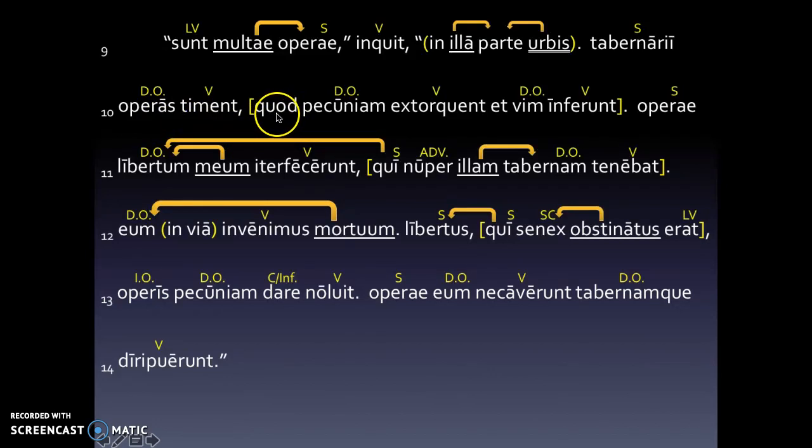How do you know if quod is because or a relative pronoun? Well, as a relative pronoun, it would be neuter singular. Is there anything outside of the relative clause that's neuter? Well, we've got timent, we've got operas, and we've got tabernarii. No neuters, nothing it could be referring to. So this must be because. And then we scroll along and we close off the dependent clause right here at the verb.